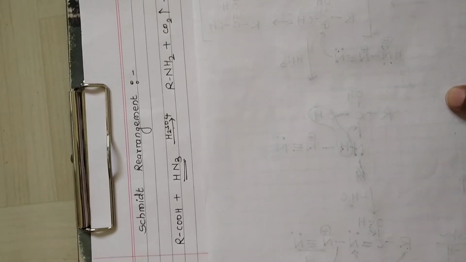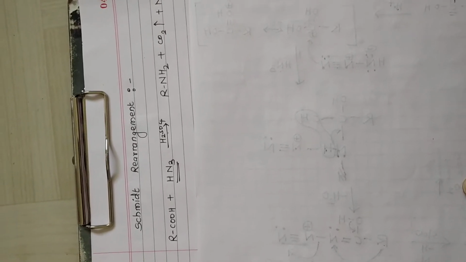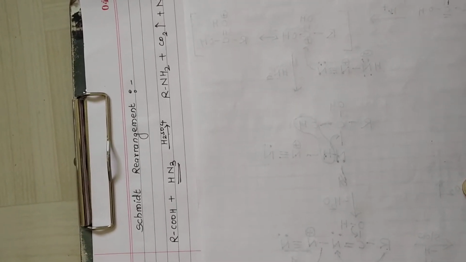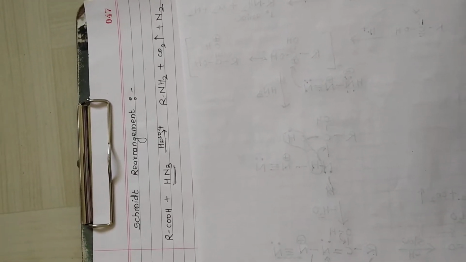Students, today we are going to discuss Schmidt rearrangement. You might have seen already I have shared one page on Google Classroom on how to remember those molecular rearrangements which involve migration to electron deficient nitrogen atom. These rearrangements are Hofmann's rearrangement, Schmidt rearrangement, and Curtius rearrangement. All these involve migration to electron deficient nitrogen atom.